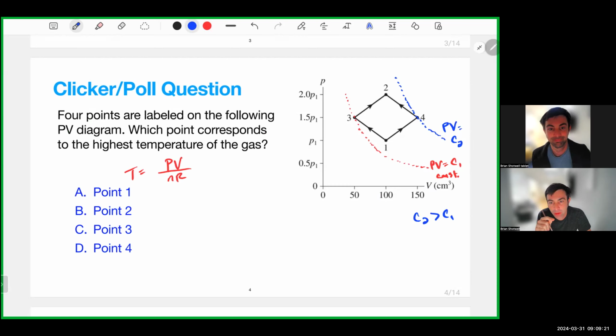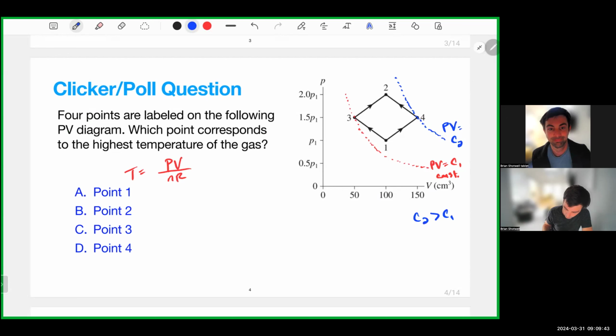So it looks like 2 is definitely bigger than 3 because you're going up and to the right. And anytime you either go up or you go to the right, you're jumping onto a different isotherm and jumping up in temperature. So 2 is definitely a higher temperature than 3. 4 is definitely a higher temperature than 1. So we just have to compare points 2 and 4.